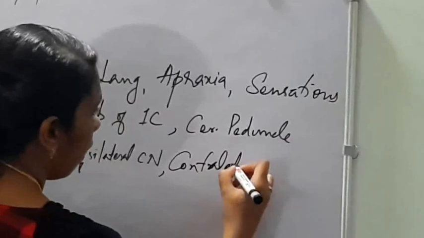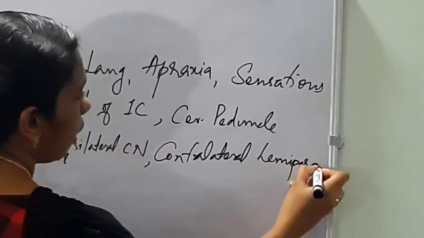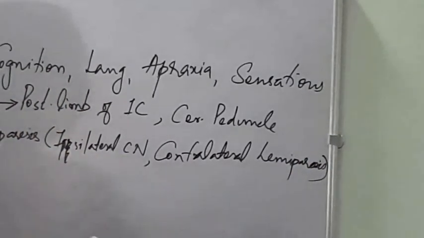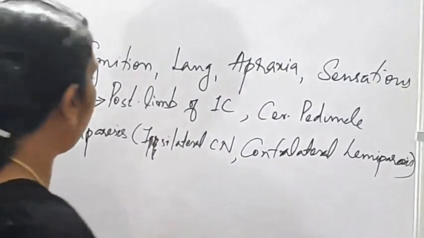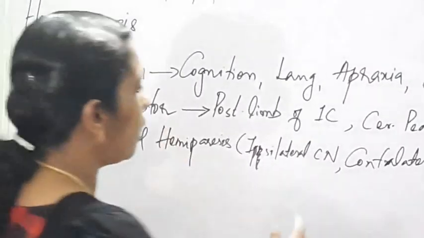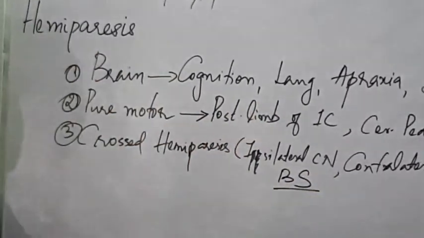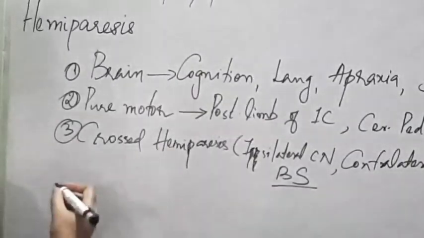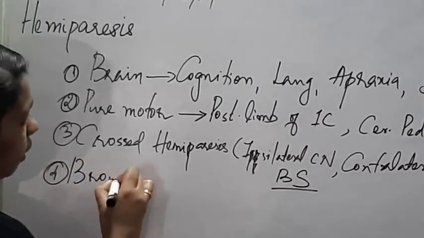contralateral hemiparesis. So the defect in cranial nerves will be on the same side and the hemiparesis will be on the opposite side. If the patient is presenting with crossed hemiparesis, then the lesion will be in the brain stem. You understand? Next, fourth, there is something known as Brown-Séquard syndrome.